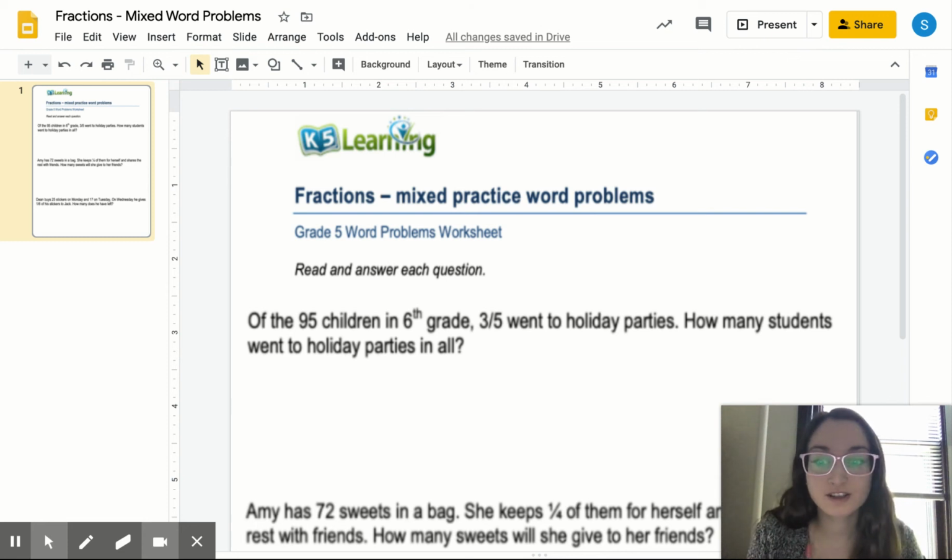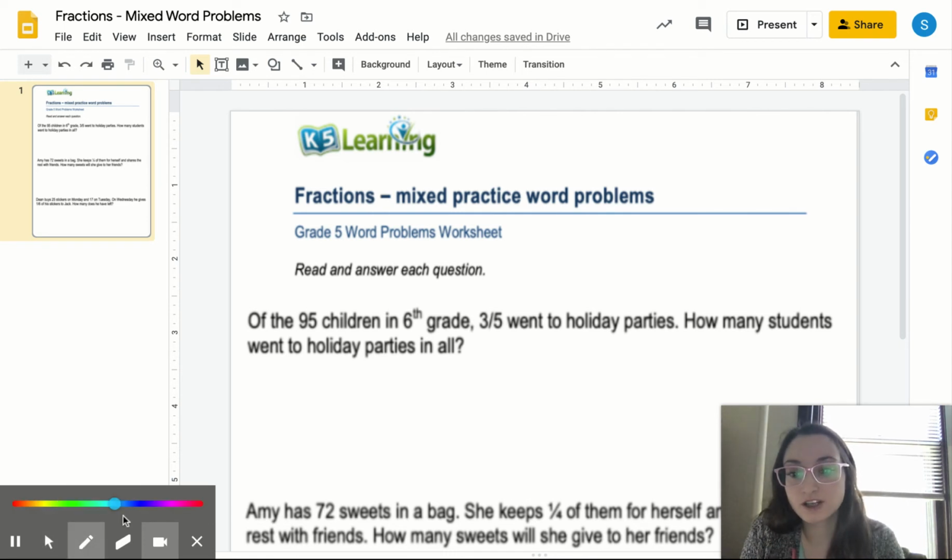Hey friends, so I just wanted to go over my thinking and my work for one problem on our fraction word problems for today. So let's take a look at the first problem we have.